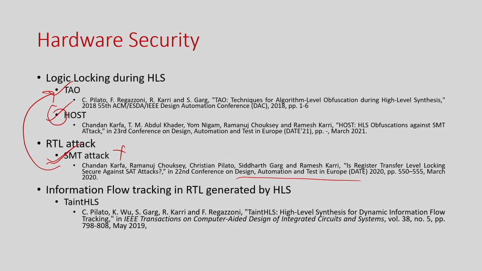Another important aspect in hardware security is information flow tracking, which is a very well researched area. Basically, you have a processor which is running and you try to see whether any secure data is going to an unsecure component of the whole processor.